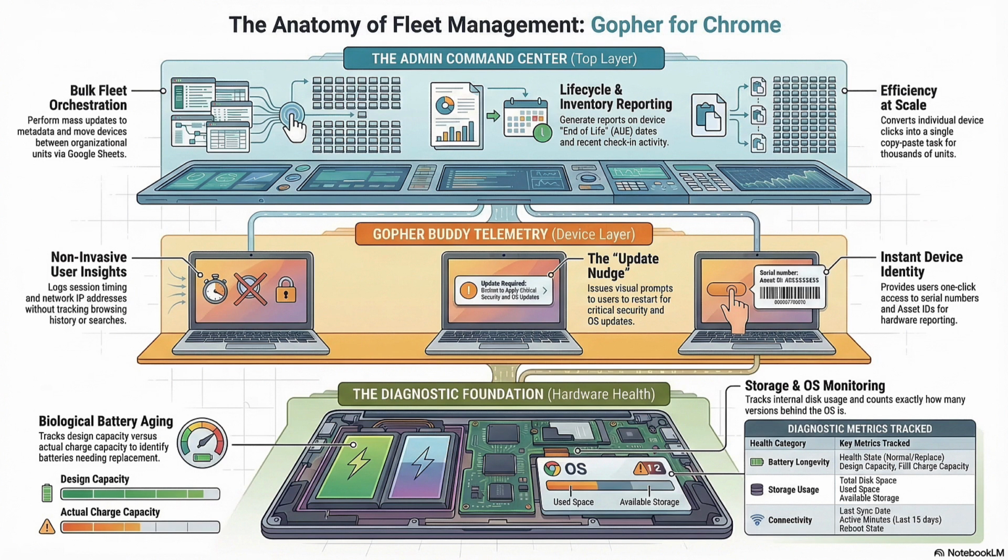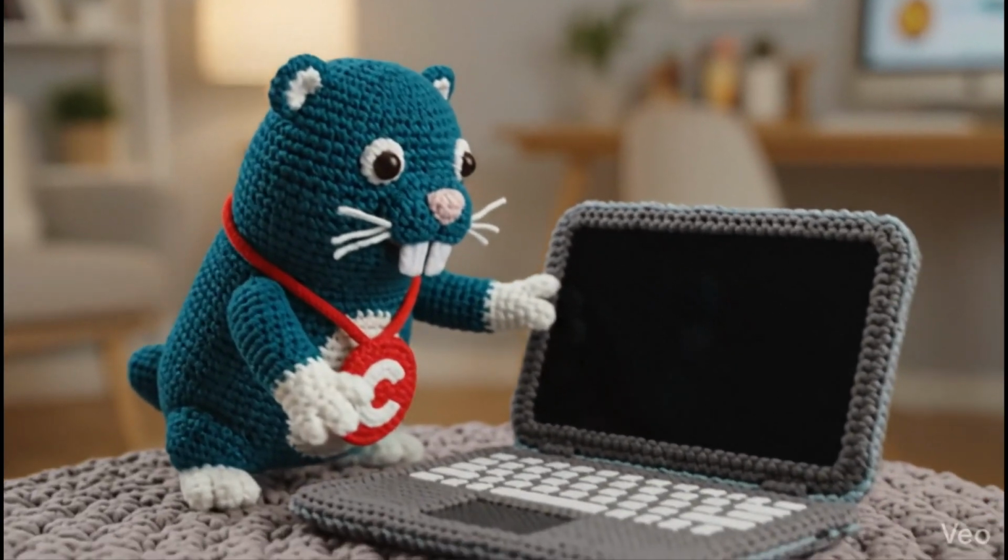First, how do we avoid clicking into 5,000 separate devices? Well, it's a two-part system. The Google Sheets add-on acts as your command center for bulk updating info, giving IT literal copy-paste superpowers during those chaotic summer refresh periods. The other half is a Chrome extension called GopherBuddy that lives right there on the user's device. Second, what is GopherBuddy actually tracking?